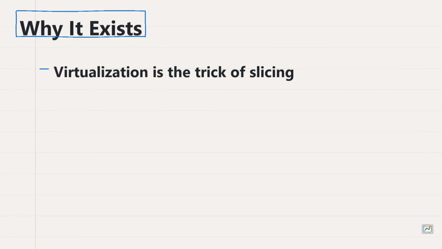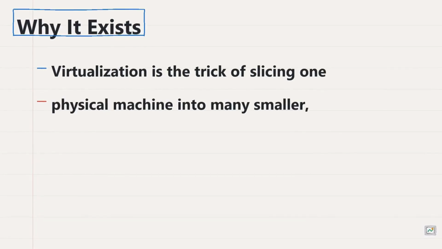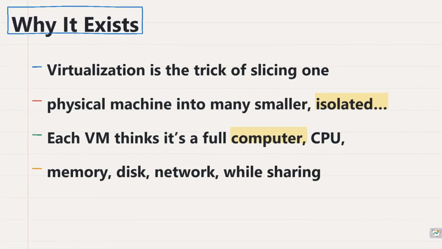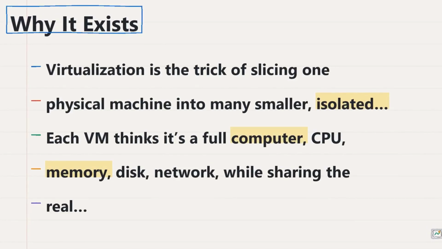Virtualization is the trick of slicing one physical machine into many smaller, isolated virtual machines, VMs. Each VM thinks it's a full computer, CPU, memory, disk, network, while sharing the real hardware invisibly.